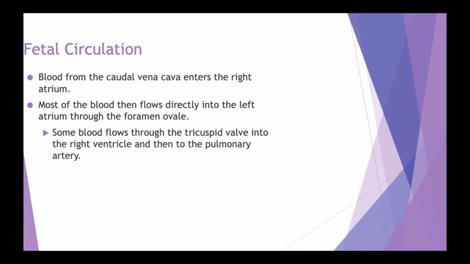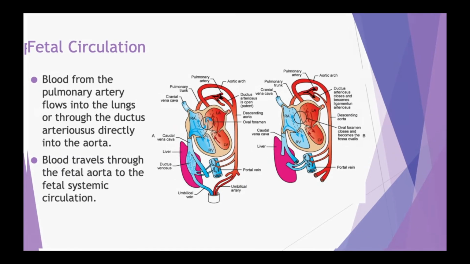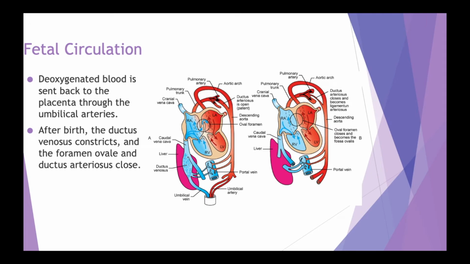So moderately different, of course. We're not entering into the lungs to acquire oxygenated blood. Blood from the pulmonary artery flows into the lungs or through the ductus arteriosus directly into the aorta, and blood travels through the fetal aorta to the fetal systemic circulation. Lastly, deoxygenated blood is sent back to the placenta through the umbilical arteries. After birth, the ductus venosus constricts, and the foramen ovale and ductus arteriosus close.